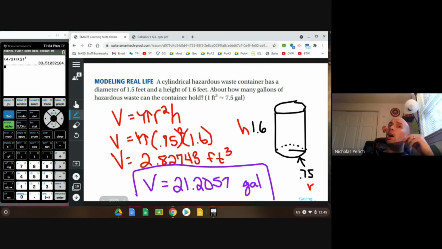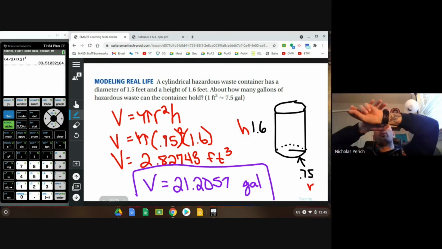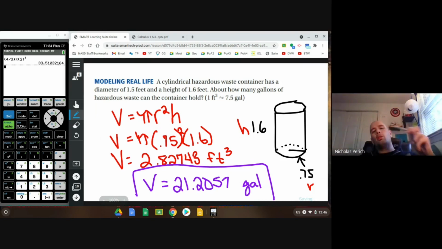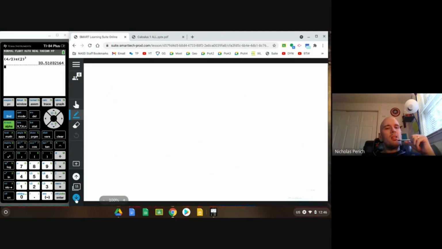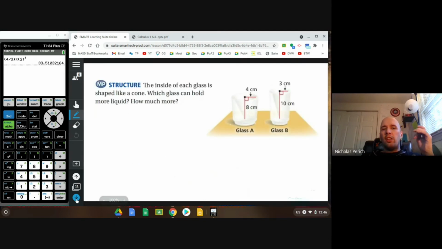We have just enough time for one more. Maybe two. The inside of each glass is shaped like a cone. What glass can hold more liquid and how much more? So this is what I have to do. Each glass is a cone. I need to find out which one can hold more liquid and how much more.